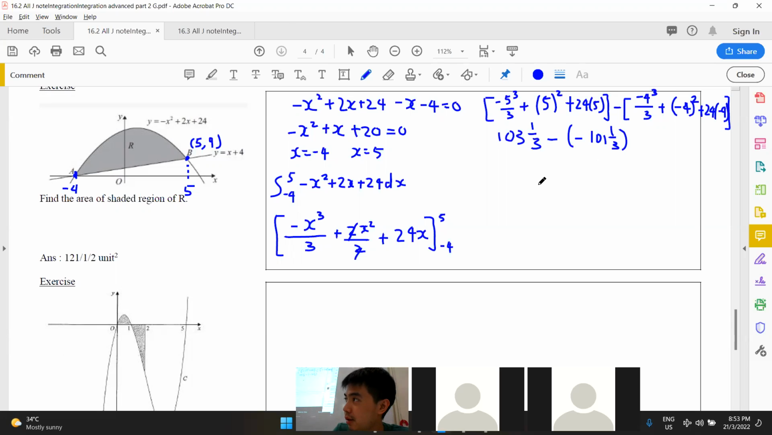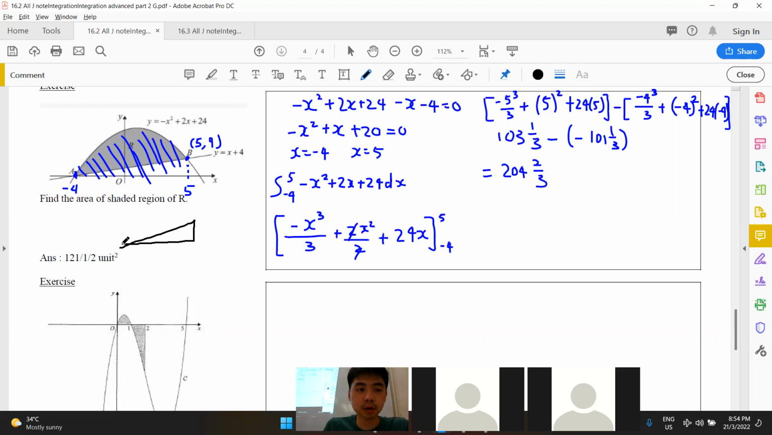Correct, I answered you this part. This is the area of the entire region already, right? And then to find the value for r, what we have to do is minus off the triangle here, of which the triangle is 9 and 9. So half times 9 times 9 is basically 81.